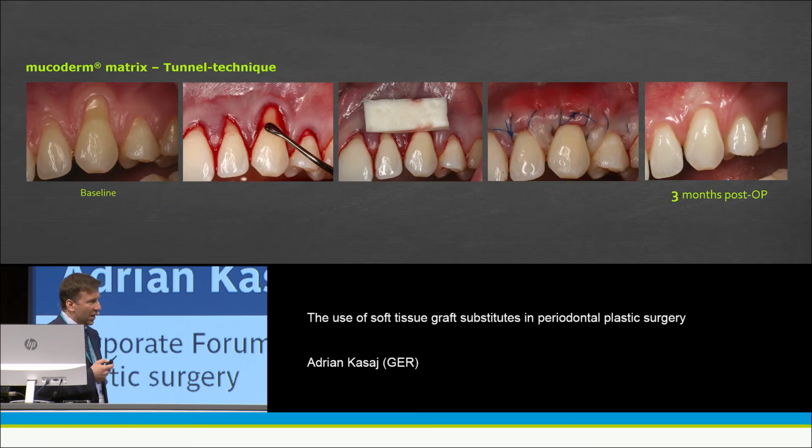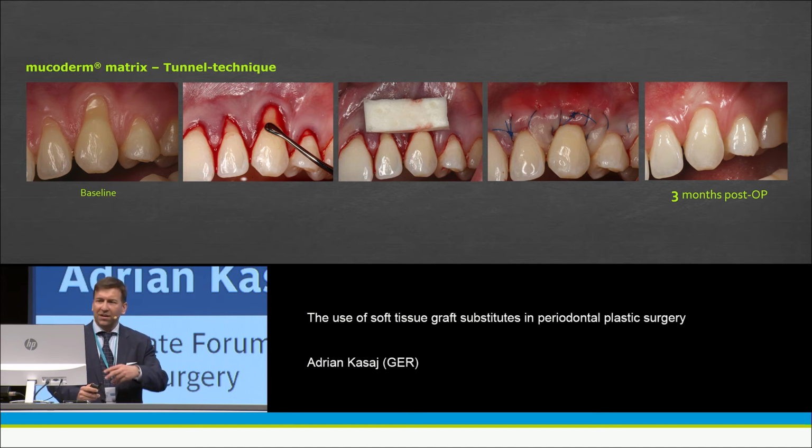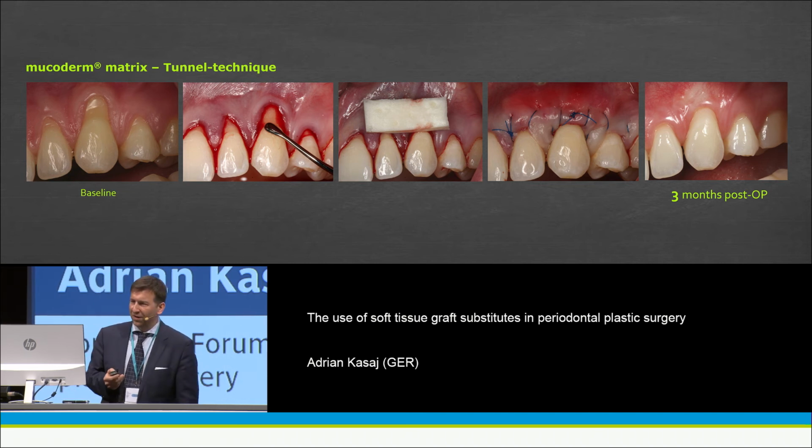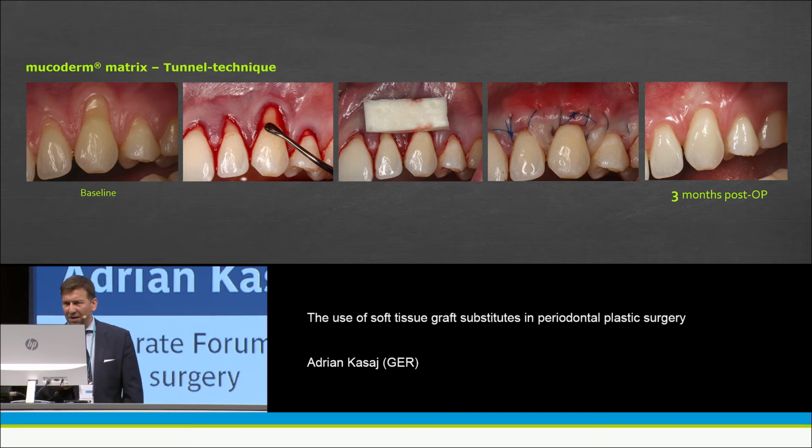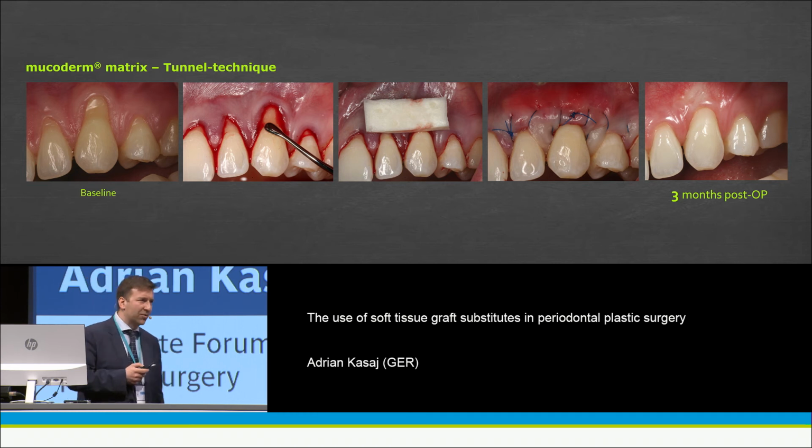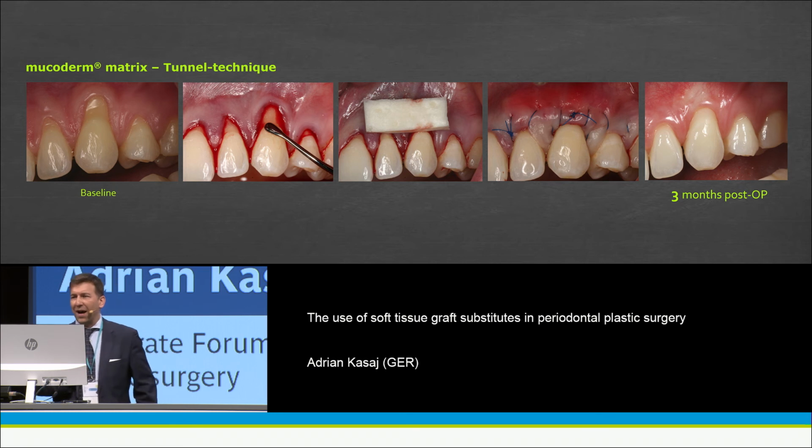Also, you might go and combine your Macadam Matrix with a tunneling approach. As you can see here, the first part was prepared in a full thickness approach, then over the mucogingival junction in a split thickness manner. The matrix was rehydrated, inserted into the tunnel, and you see on the right side the final outcome 3 months post-operative.